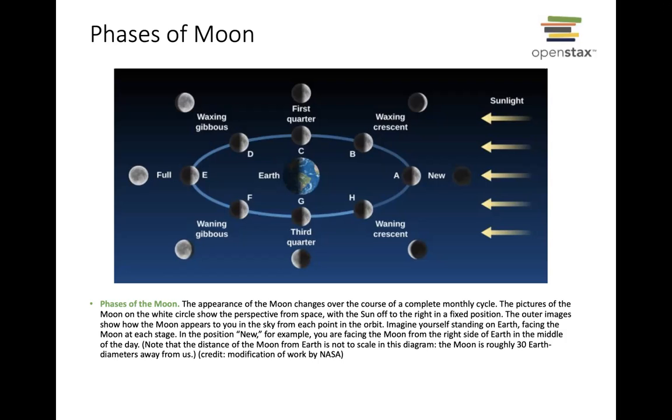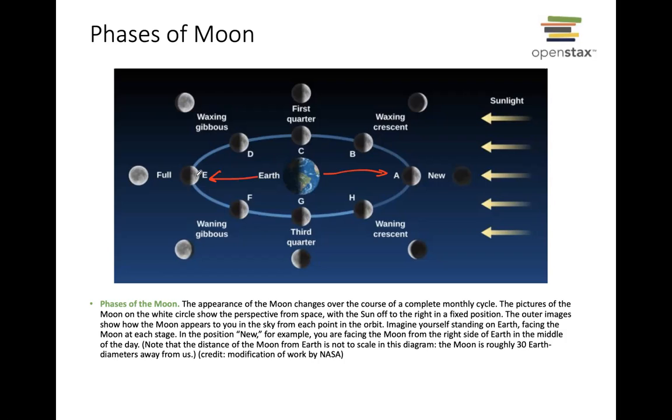You can see that from point A, we call that a new moon, because when you look from Earth, you directly see the dark side, right? Because that's a direct angle that you get. But if you go to the opposite side, right here, point E, you will see the directly illuminated side, right? So that is what we call the full moon.